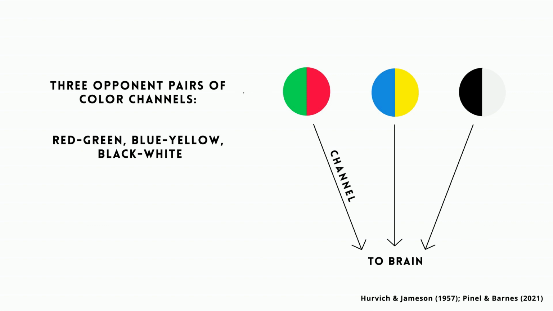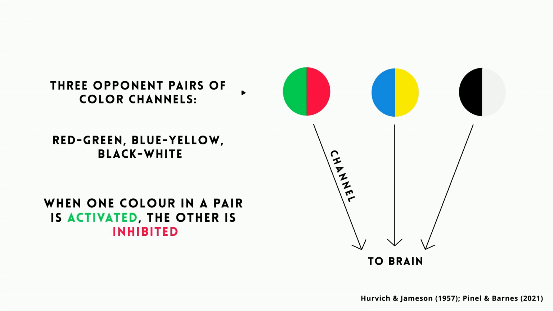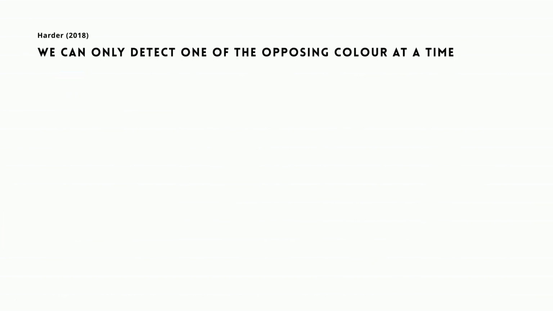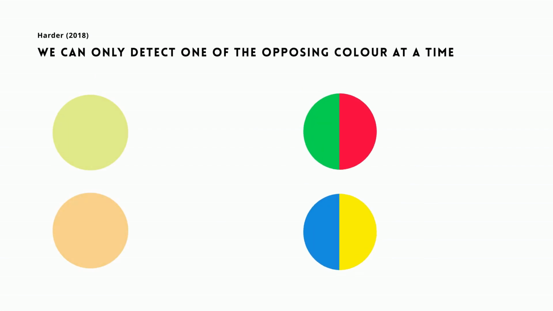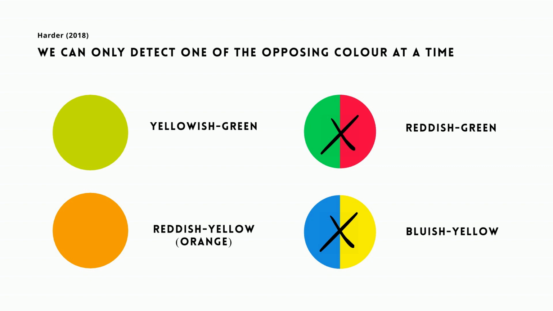The mechanism behind this is that when one color in a pair is activated, the other is inhibited. For example, when the green opponent cells are stimulated, the red opponent cells are inhibited. This implies that we can only detect one of the opposing colors at a time, which can explain why we can't see certain color combinations that exist. For example, we can see yellowish-green, but we can't see reddish-green. This is because red and green are opponents of each other.